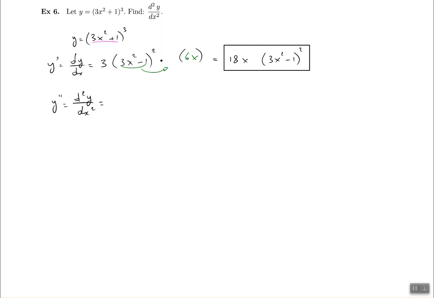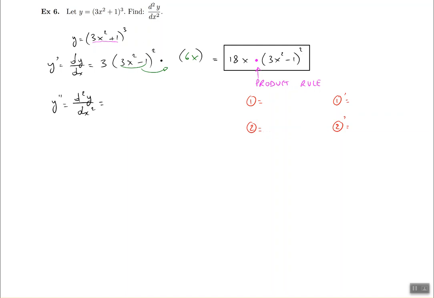Now, unfortunately, for this problem, between the 18x and the 3x squared minus 1 to the power of 2, there's a product. And this product involves something with x before and something with x's after. So this needs a product rule. So unfortunately, that means we have to do first, second, and first prime and second prime. Well, whatever, it is what it is. So let's go ahead and set it up as we always do with the product rule.